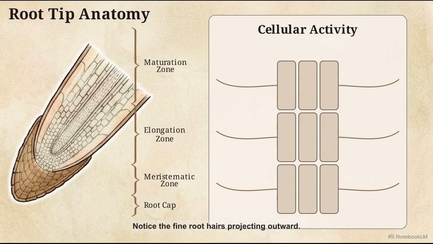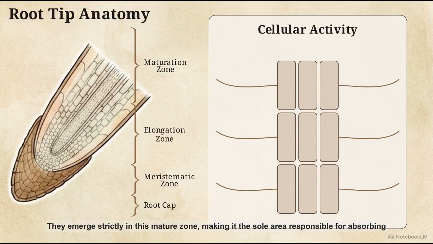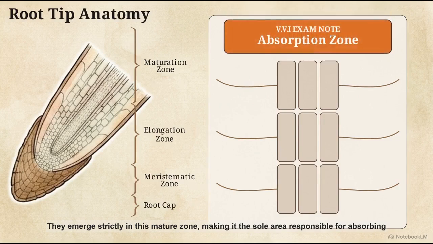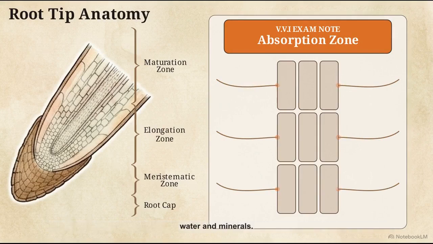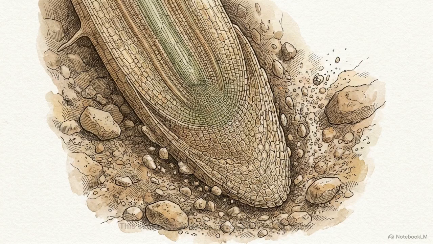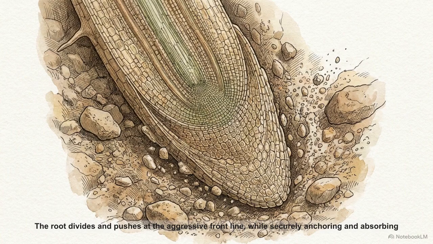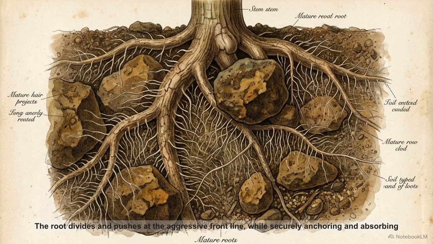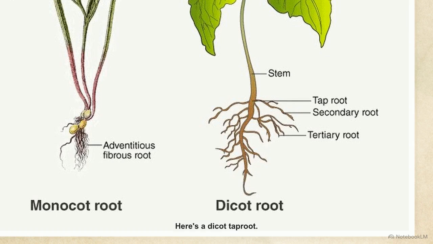Notice the fine root hairs projecting outward. They emerge strictly in this mature zone, making it the sole area responsible for absorbing water and minerals. This sequential anatomy solves a physical problem. The root divides and pushes at the aggressive front line, while securely anchoring and absorbing water using the stationary mature tissue behind it.